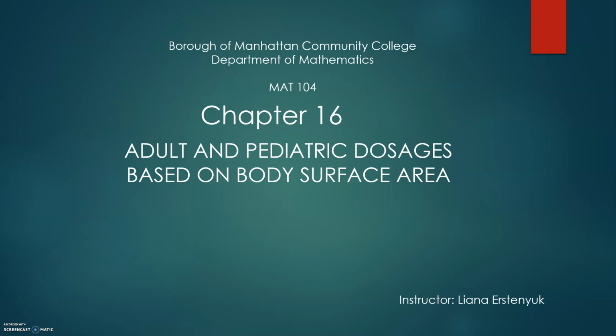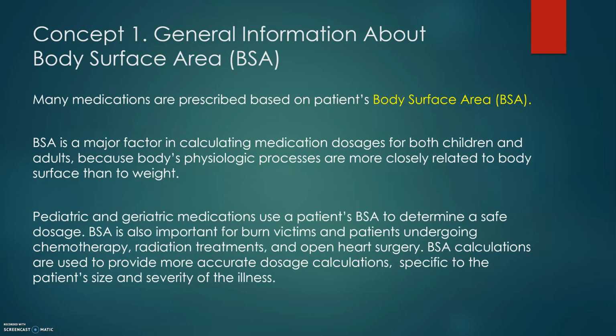Chapter 16. Adult and pediatric dosages based on body surface area. Concept 1. General information. Many medications are prescribed based on BSA, which we call body surface area. BSA is a major factor in calculating medication dosages for both children and adults because the body's physiological processes are more closely related to body surface than to weight.